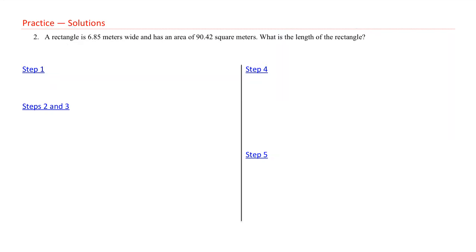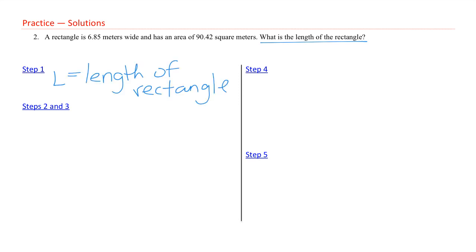A rectangle is 6.85 meters wide and has an area of 90.42 square meters. What is the length of the rectangle? Once again, we need to define a variable. The unknown quantity, the length of the rectangle, is going to be represented by the variable. In this problem, let's go ahead and use the letter L to represent the length of the rectangle. There we go. Now it's time for step 2, which is to write an equation matching the problem. So let's go ahead and do that now.